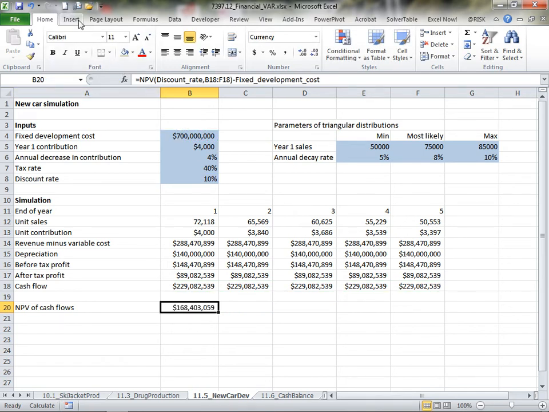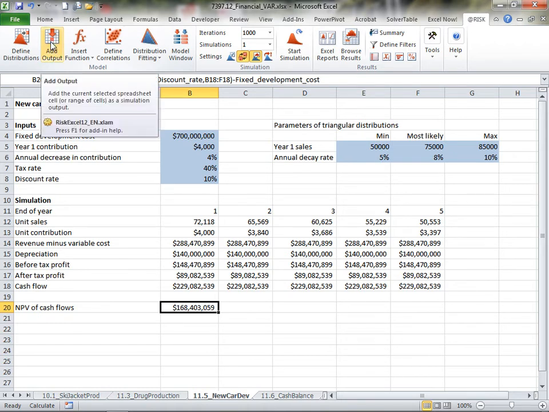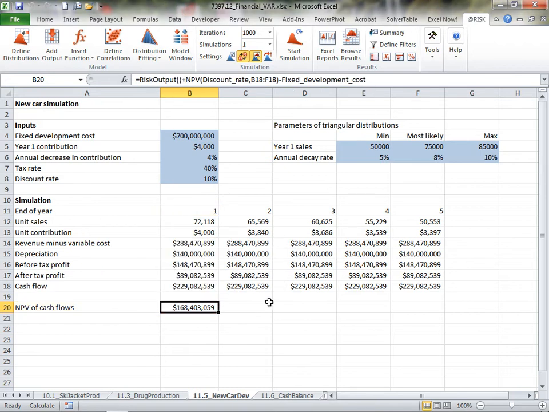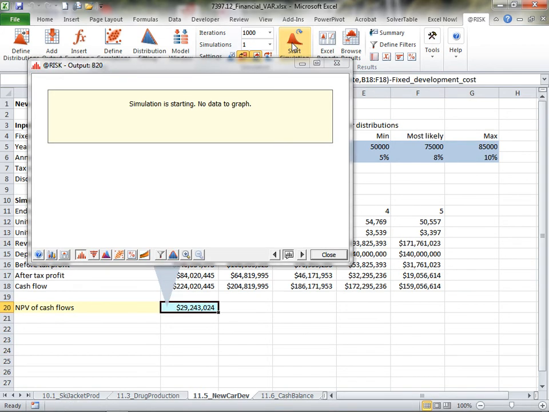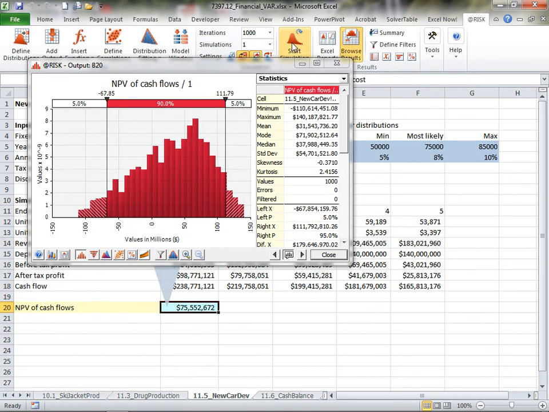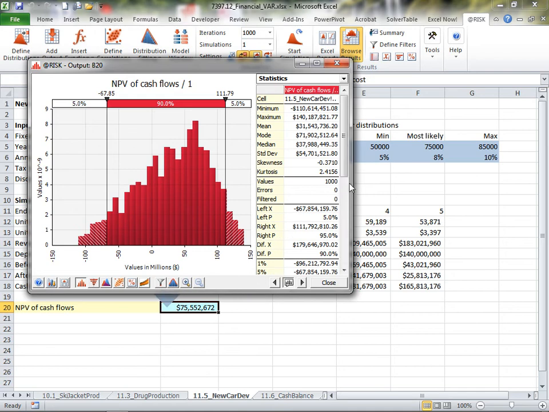Okay. So now I'm going to go to @Risk and do just two more things. I'm going to define an output value for an NPV of cash flows. And now I can run my simulation. So let me do that. And there's my answer.